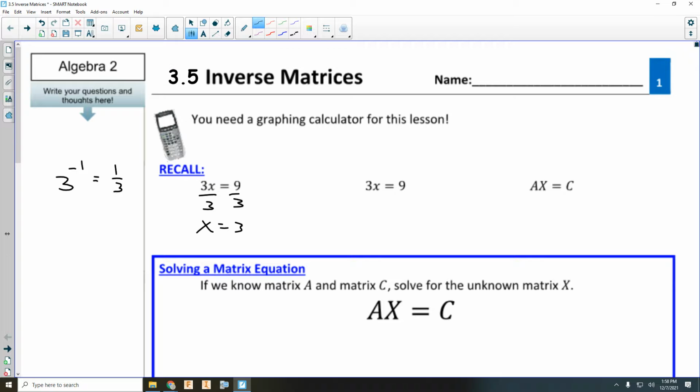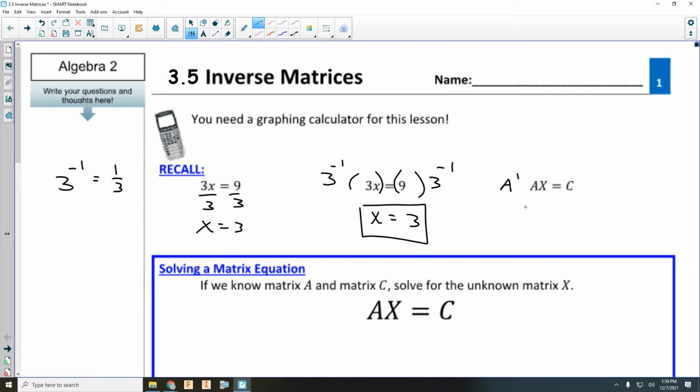Okay, so another way we could do basically the same thing would be writing this as multiplying by 3 to the negative 1. You still get 3 for a final answer. That is the process we need to do to solve a matrix equation. We have to multiply by the inverse of the matrix.